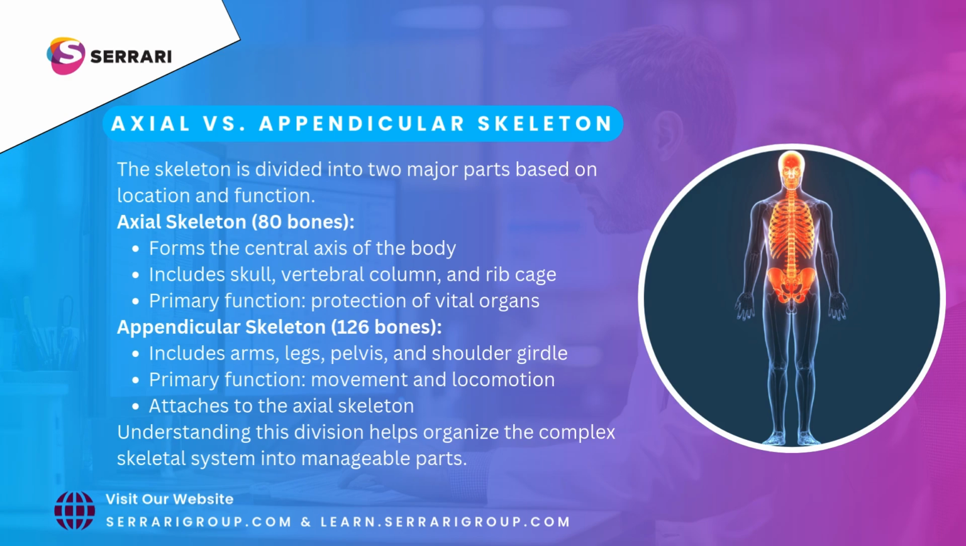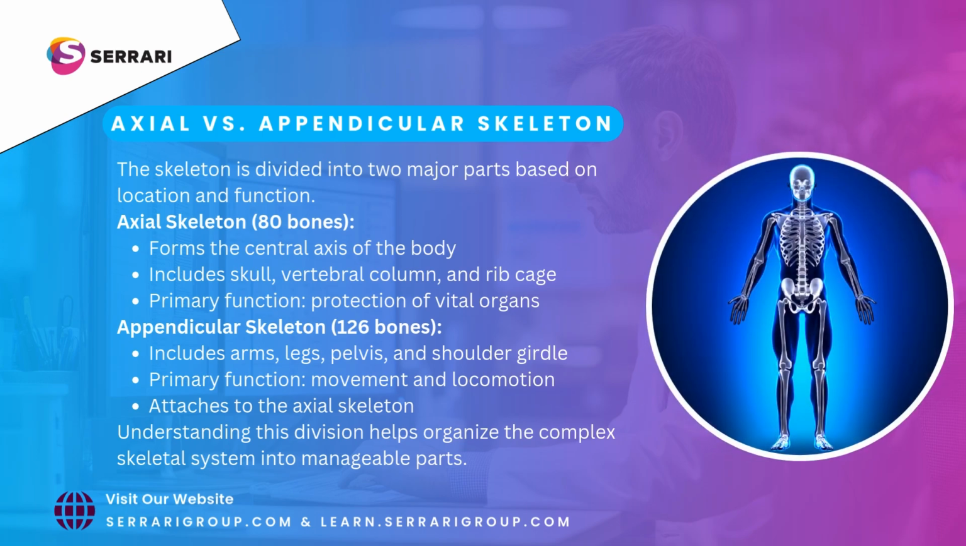The skeleton is divided into two major parts based on location and function. Axial skeleton, 80 bones. Forms the central axis of the body. Includes skull, vertebral column, and rib cage. Primary function, protection of vital organs. Appendicular skeleton, 126 bones. Includes arms, legs, pelvis, and shoulder girdle. Primary function, movement and locomotion. Attaches to the axial skeleton. Understanding this division helps organize the complex skeletal system into manageable parts.